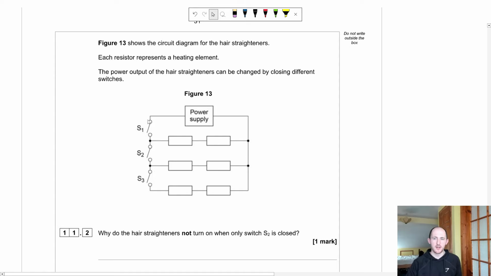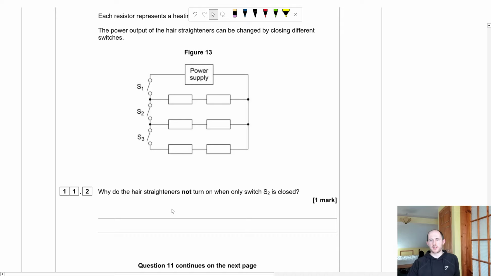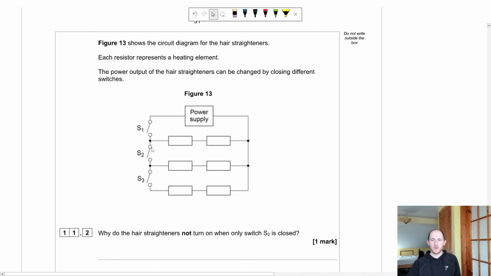So when you turn it on, just S1 is closed. You can make it hotter by closing S2 as well. Close it, hotter again. So why do the hair straighteners not turn on when only S2 is closed? Well, if I only close this, it's not a complete circuit. So there is a gap in the circuit. Gap in circuit. That's all I would write. Because yeah, it's not a closed circuit.